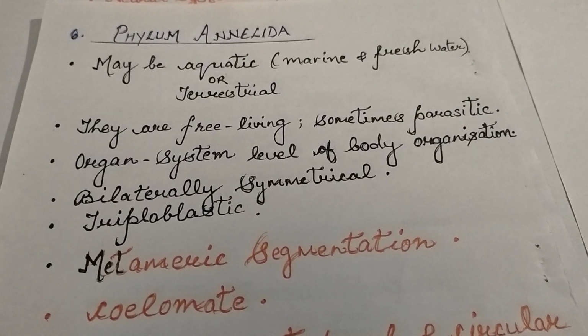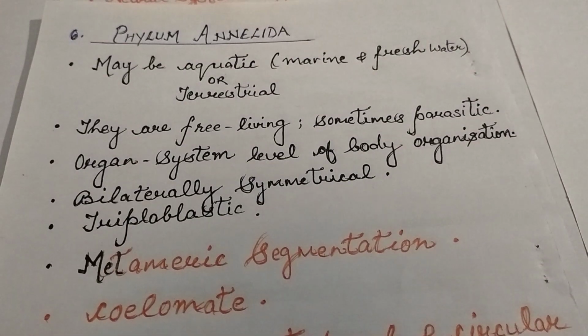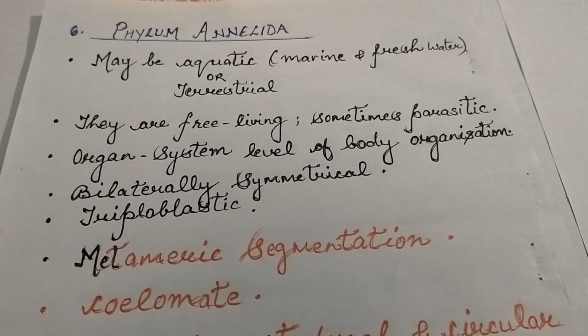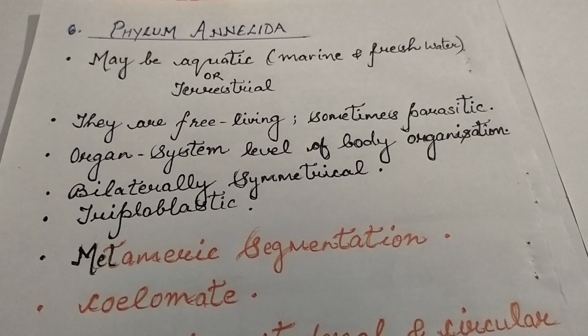So first character is that they are annelids. Members of phylum Annelida may be aquatic or terrestrial, and if aquatic they can be marine as well as freshwater. They may exist both in marine and freshwater forms. Next, they are mostly free living but sometimes parasitic, which means they are parasites that live in a living host.